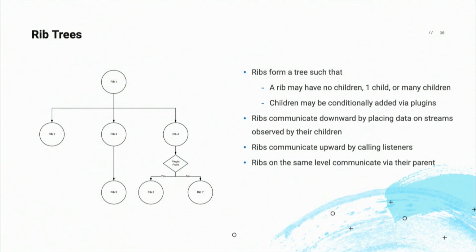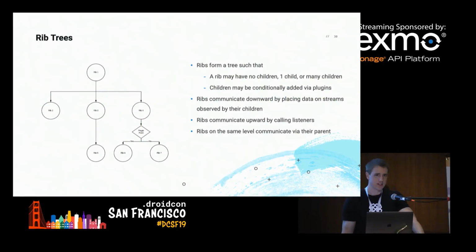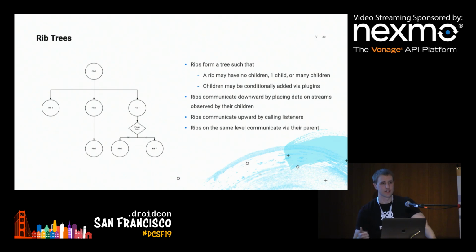And children can be added conditionally, so we use a plugin architecture to allow you to conditionally add or not add child ribs. To communicate downward, we use RX and pass data on streams, and then to communicate upward, we have listeners. So this is how that interface gets injected in there. Basically, the base would have an interface that's implemented at the top level, and then you can call it from the child ones as you inject the actual object into it. And then ribs on the same level have to communicate through their parent, because again, like modules, we don't allow you to talk directly on the same level.